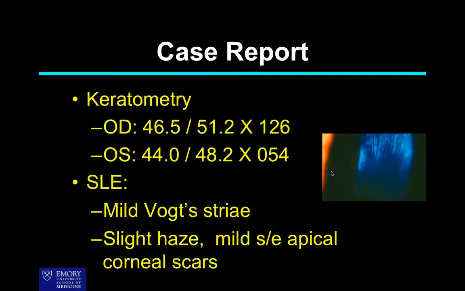Keratometry, 46 over 51, 44 over 48. By the way, I've always thought it's interesting to note that in keratoconic patients, typically their astigmatism starts with the rule and moves towards the oblique axis as the keratoconus progresses. Whereas in pellucid marginal degeneration, it's always against the rule. Little pearl there. Slit evaluation, mild ovate stria, slight haze, mild subepithelial apical scars.